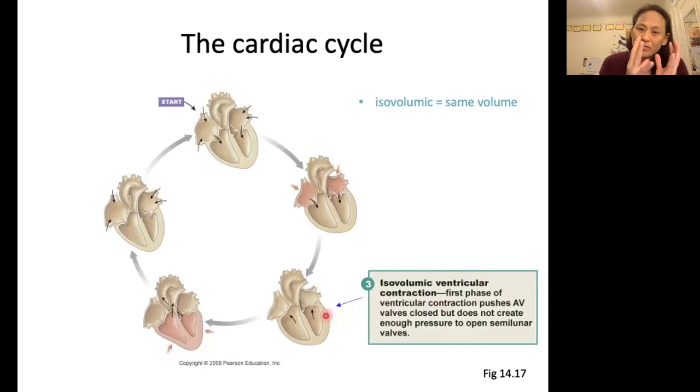So the ventricles are going to contract. They're going to continue to contract, okay? The volume's going to stay the same, but as we push on that blood in the ventricles, that is going to increase the pressure of the blood in the ventricles, okay? I also just want to mention that at this time, the atria are starting to fill again. The atria are going to start to refill during this phase, okay?